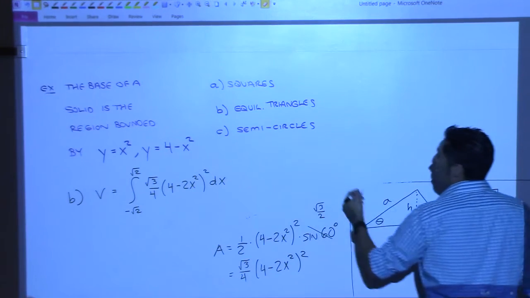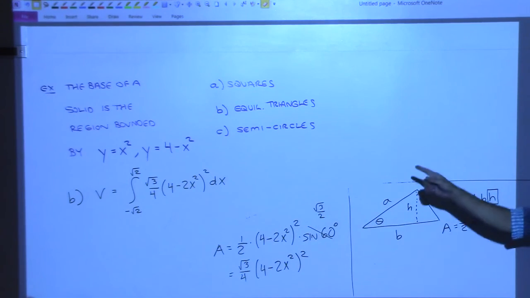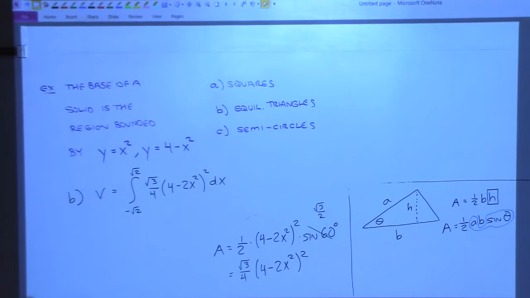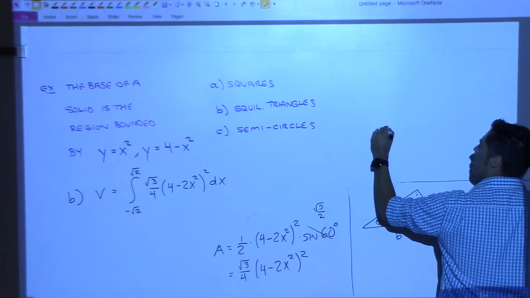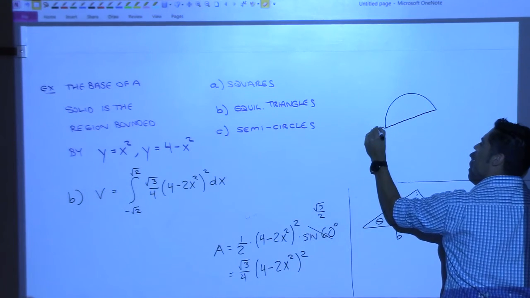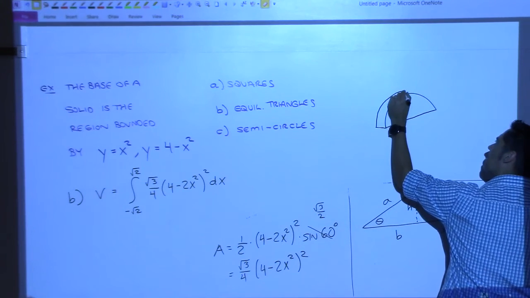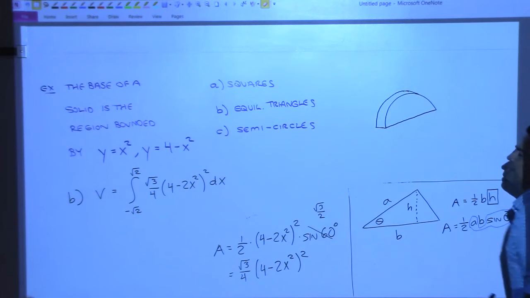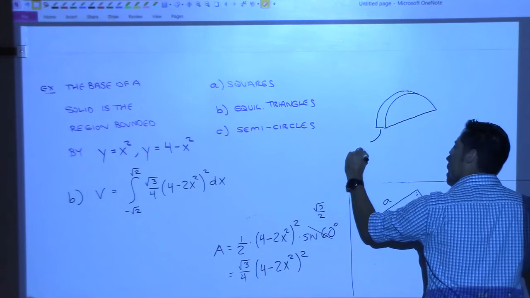Well, you tell me. What does the slice look like in C? So for part C, what does it look like? It's like that, right? It's got a little bit of depth to it, I guess, right? Height, depth, width, length, whatever you want to call it, Sophia. That's dx.